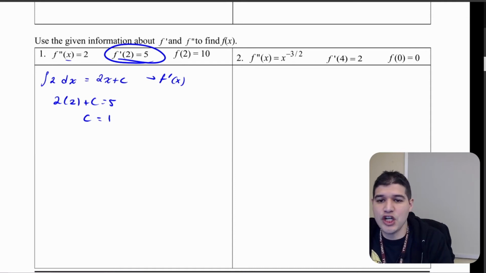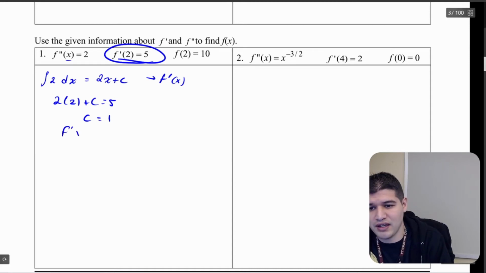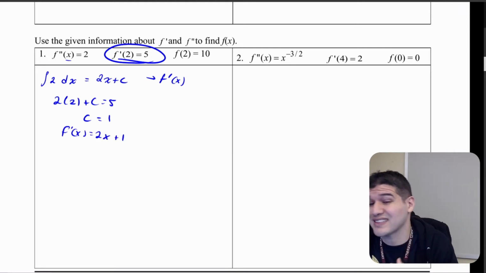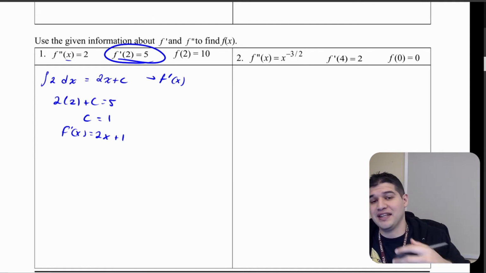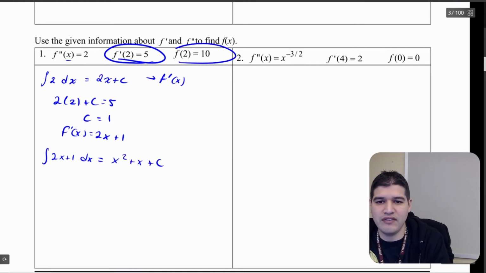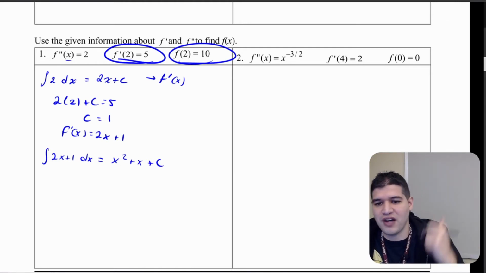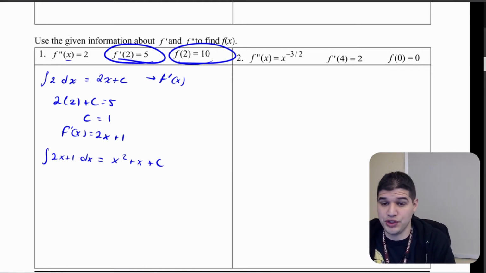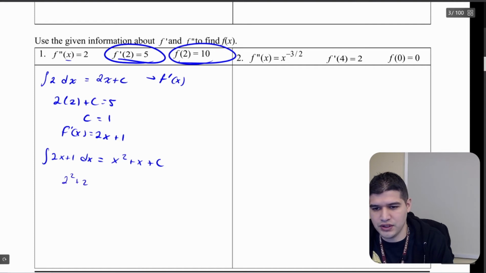Now since I know that f prime of x equals 2x plus 1, because I know the constant is 1, I can go back up and find the next antiderivative. So let's find the antiderivative of 2x plus 1 dx. And that is going to be x squared plus x plus c. And again, we're given information where we can actually find that constant. So let's substitute 2 in here. I'm going to get 2 squared plus 2 plus c equals 10. That's 4 plus 2, that's 6. So I know that c is going to equal 4.